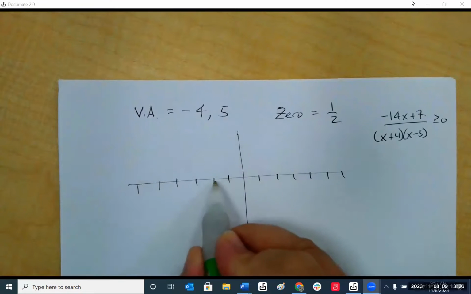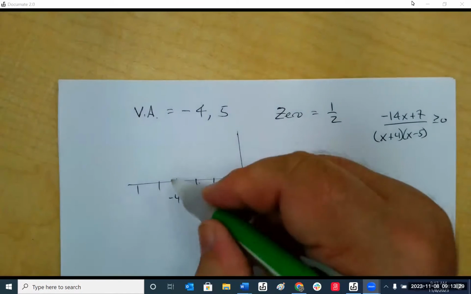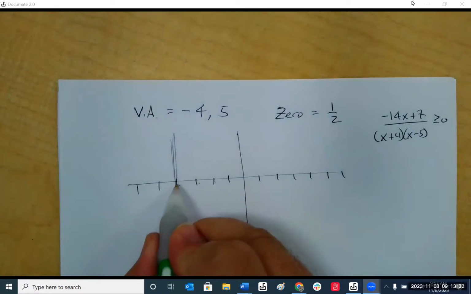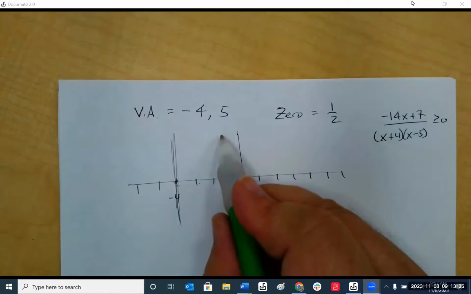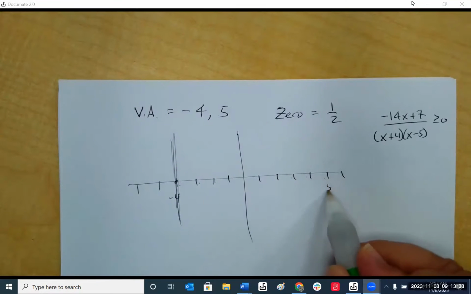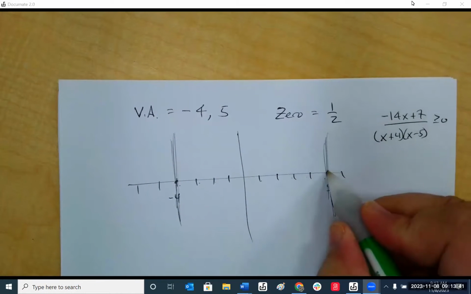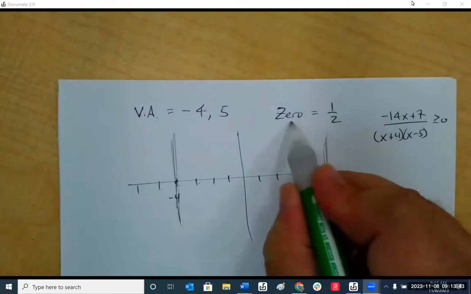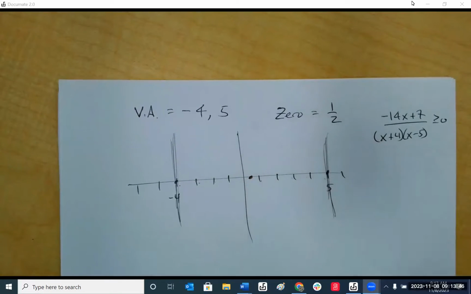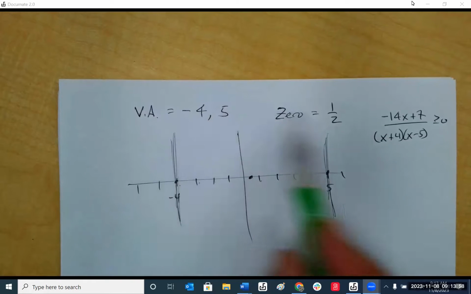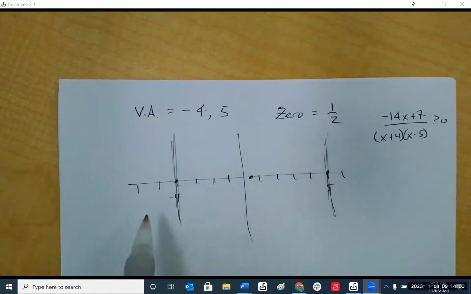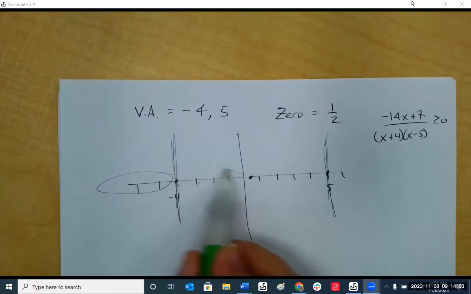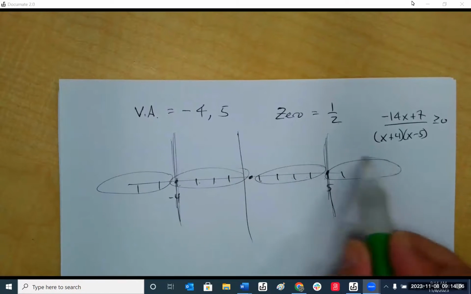So at negative 4, we have a vertical asymptote. At 5, we have another vertical asymptote. And at x equals 1/2, we have an intercept. Since we have 3 critical values, we'll have 4 intervals: 1, 2, 3, 4.